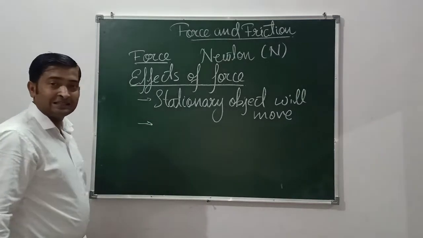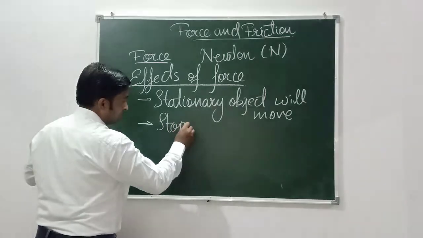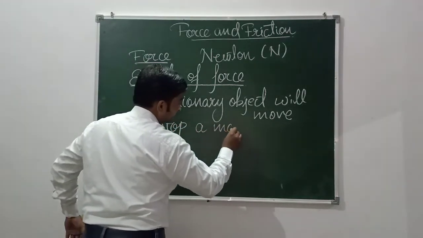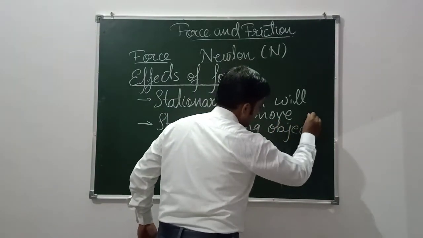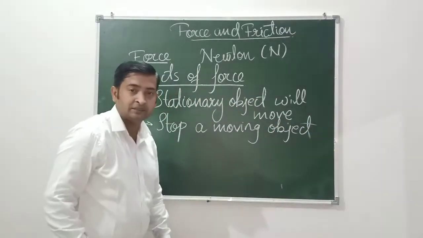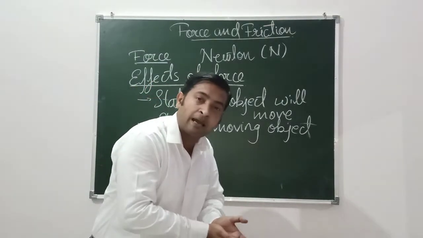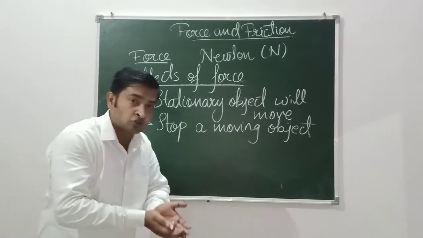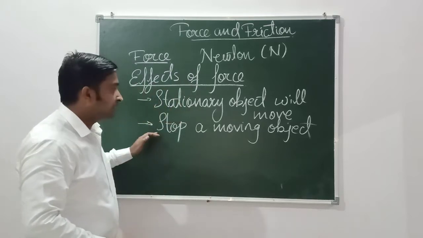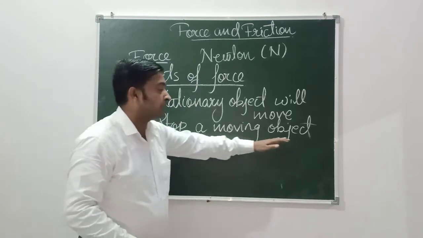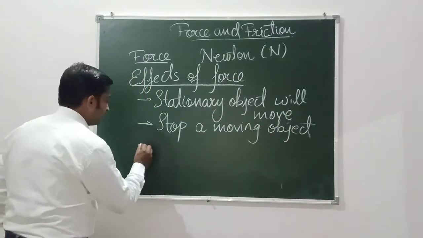Number two, what else can we do? We can stop a moving object. We all play cricket, isn't it? When the batsman hits the ball, we catch the ball and make it stop, to stop the ball from going beyond the boundary. Yes, so by applying force, we can stop a moving object, and we can move a stationary object. What are the other things we can do?